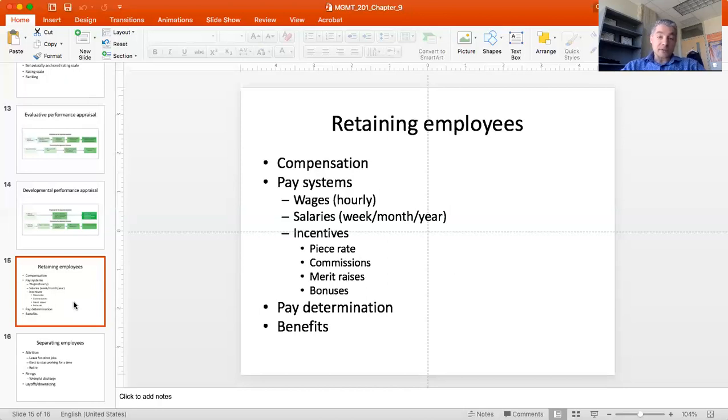And then obviously benefits, right? So you have to consider benefits as well, things like health insurance, vacation time, sick leave, things of that nature.